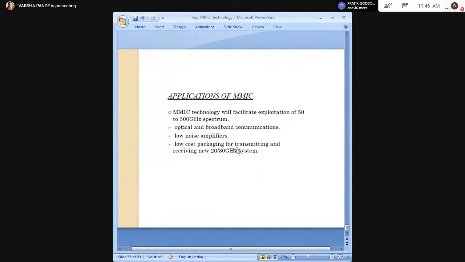So here we have completed the MMIC devices. Now in the next lecture we will see the MODFET, modulation doped field effect transistors. Then our fifth chapter is completed.